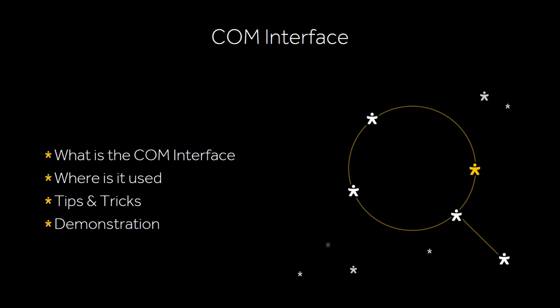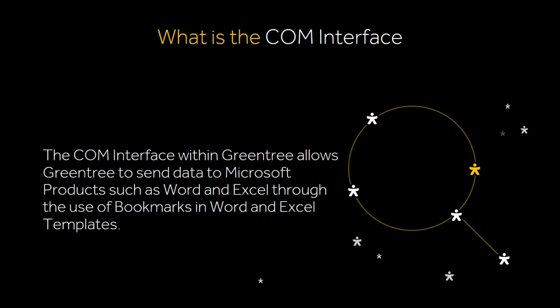We will take a look at what it is, where it's used, some quick tips and tricks, and a demonstration. The comm interface within Greentree allows Greentree to send data to Microsoft products such as Word and Excel through the use of bookmarks in Word and Excel templates.